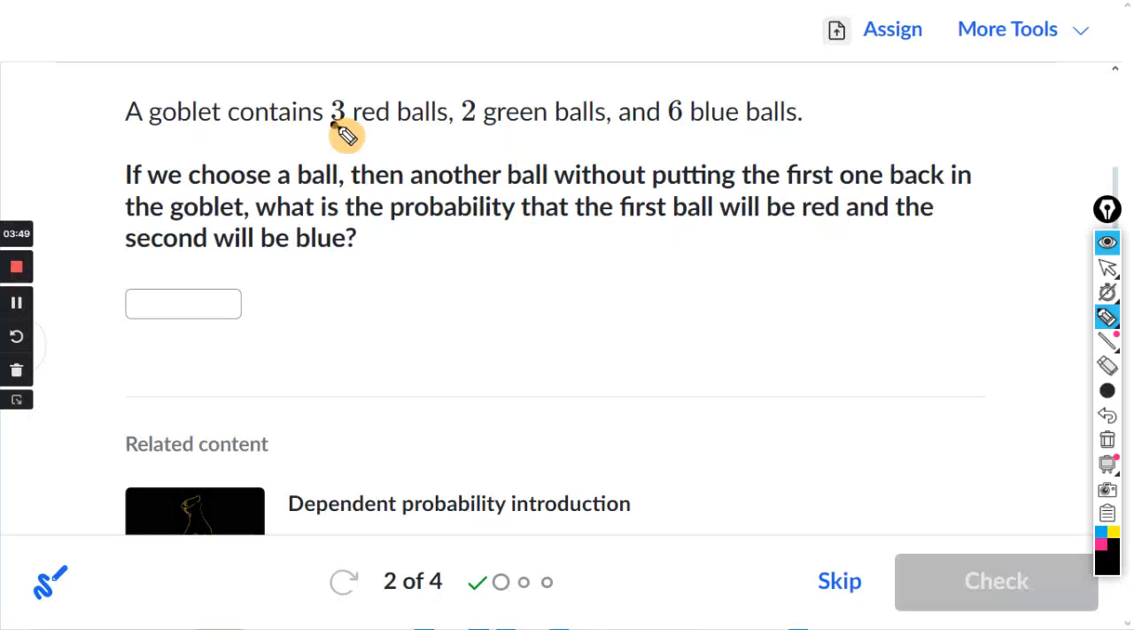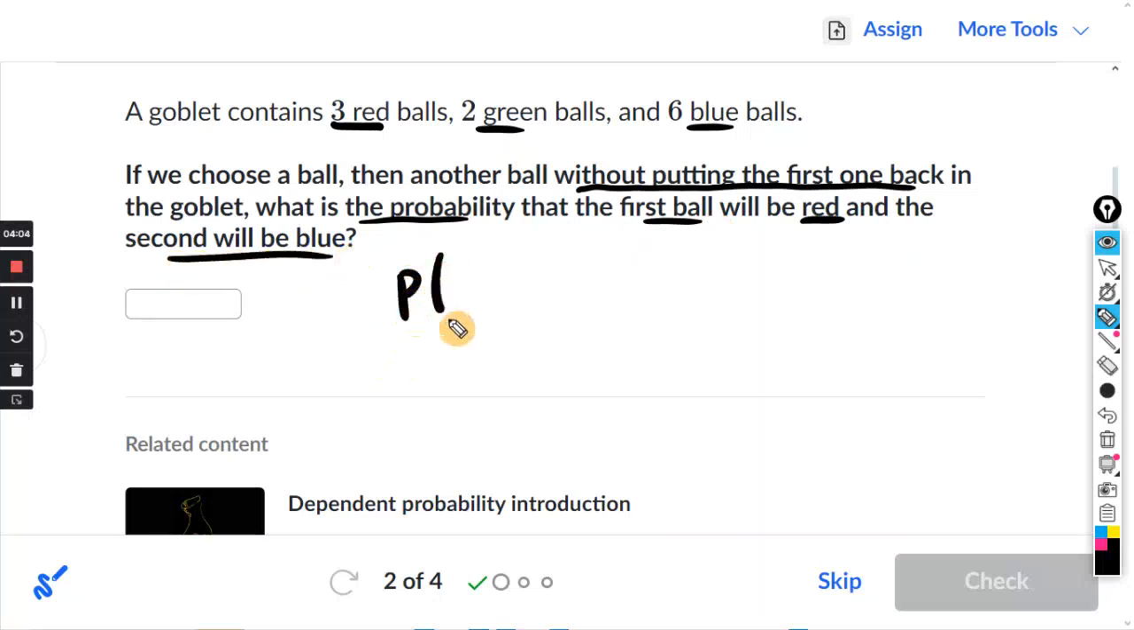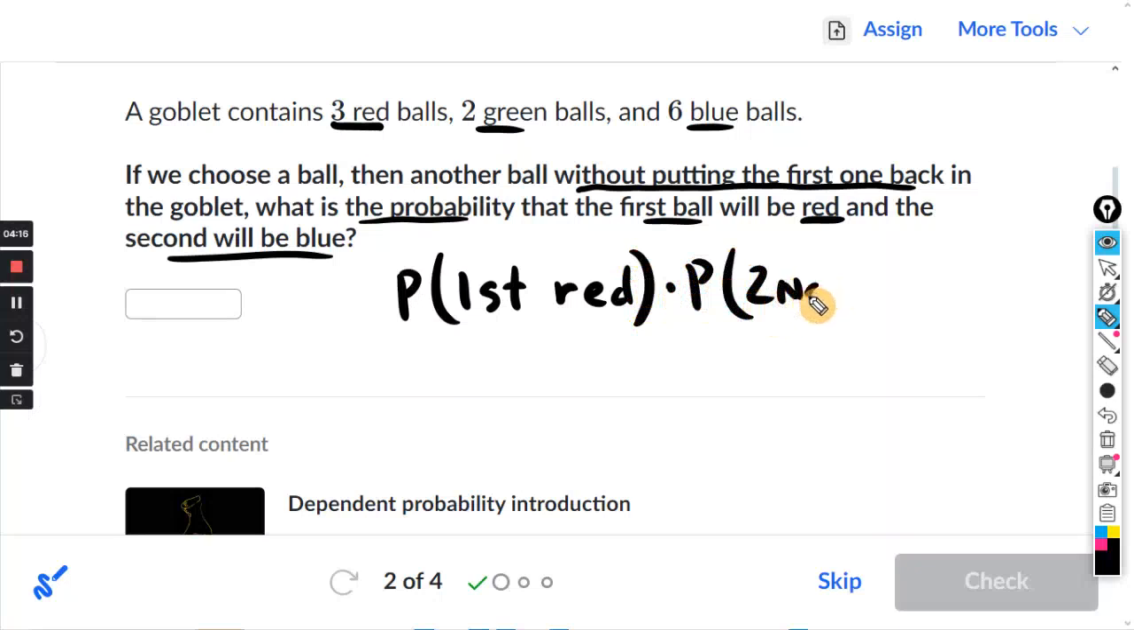A goblet contains 3 red, 2 green, and 6 blue balls. If we choose a ball and then another, without putting the first one back, what's the probability that the first ball is red and the second ball is blue? So the probability that the first is red and the second is blue. We are just multiplying the probabilities. What's the probability that the first one is red? Well, there's 3 red balls, and that's out of how many? 3 plus 2 plus 6.